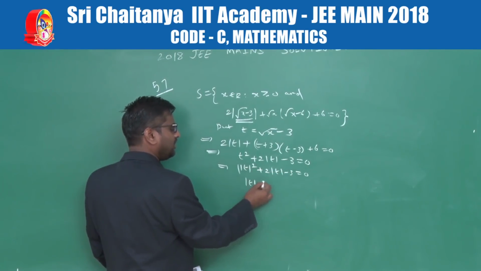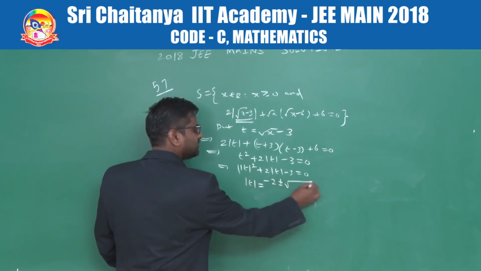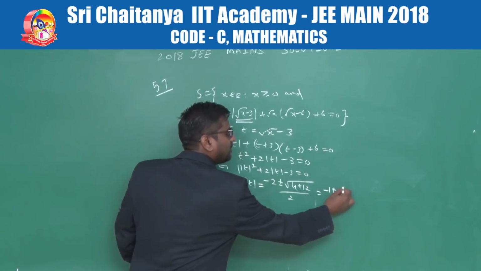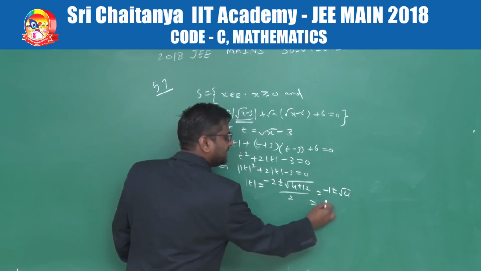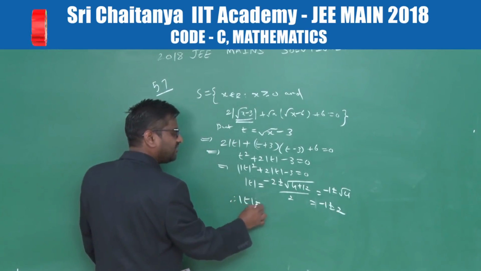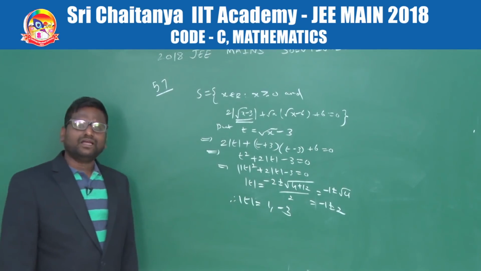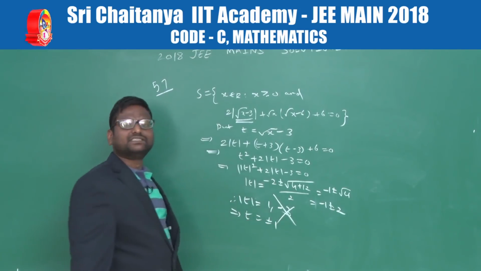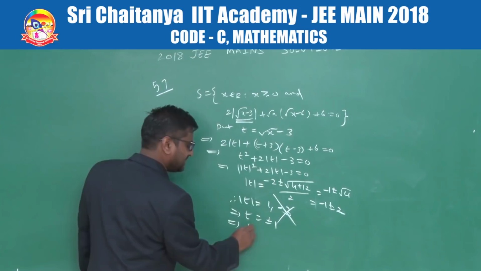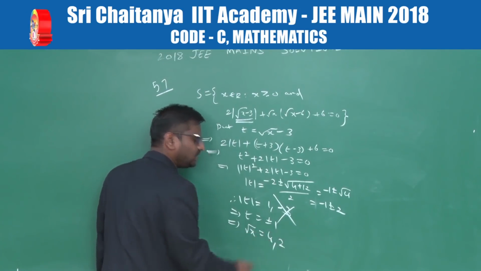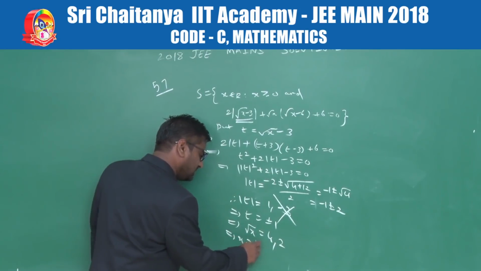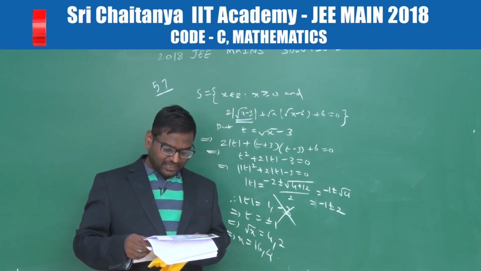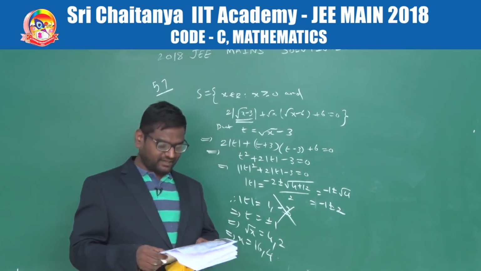whose roots are mod t equal to minus b plus minus root b square minus 4ac by 2a, that is root 4, right. So, minus 1 plus minus 2. Therefore, we get mod t equal to 1 comma minus 3. Since mod t is non-negative, this is gone. So what we have is mod t is 1, or t equal to plus minus 1. But what is t? Root x minus 3. Therefore, root x equal to 4 comma 2. Therefore, x equal to 16 comma 4. Therefore, this set will have exactly 2 elements and hence option 2 is correct.